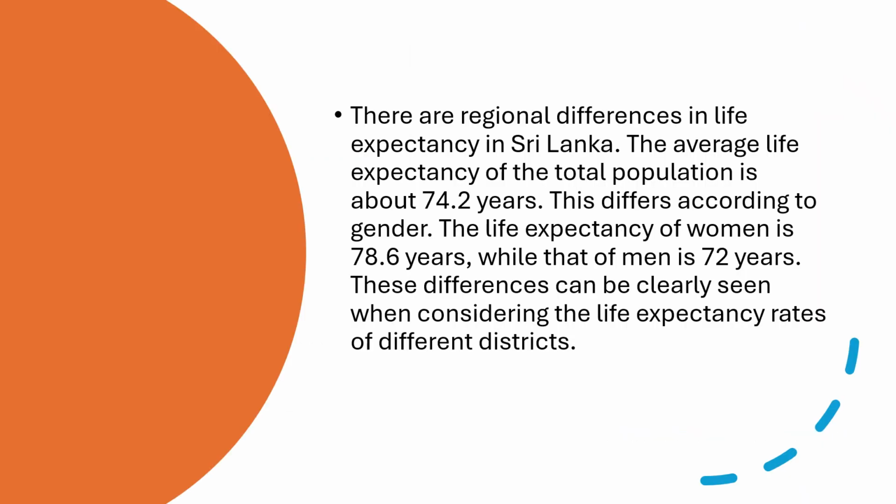The regional differences in life expectancy in Sri Lanka. The average life expectancy of the total population is about 74.2 years. This differs according to gender. The life expectancy of women is 78.6 years, while that of men is 72 years. These differences can be clearly seen when considering the life expectancy rates of different districts.